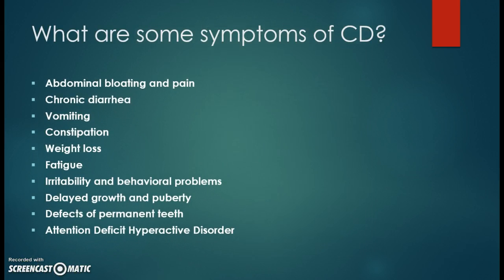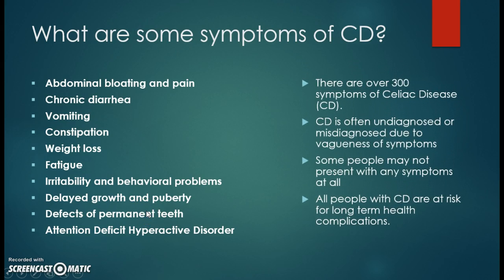All right, so now that we understand how celiac disease is caused and what it means for the body, we need to know what the symptoms are, how it's diagnosed, and what long-term effects the body will have if it goes untreated. Currently, there are over 300 symptoms of celiac disease, and it's often undiagnosed or misdiagnosed due to the vagueness of the symptoms. Some common symptoms include abdominal bloating and pain, chronic diarrhea, vomiting, constipation, weight loss, and fatigue.